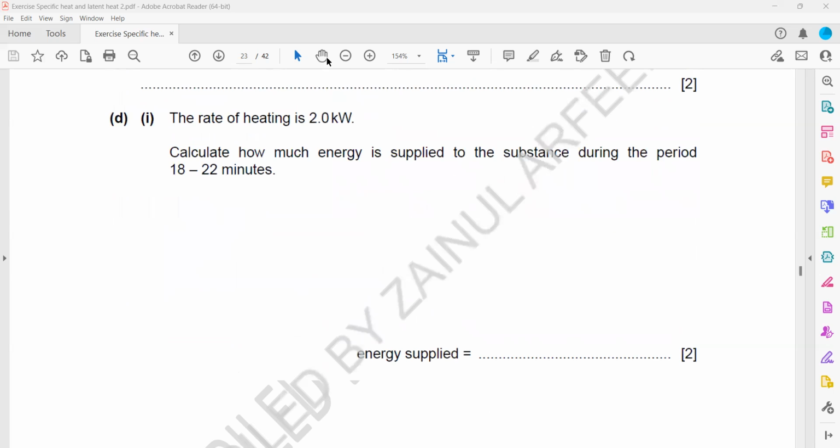Then how much energy is supplied? We have the power and we have the time. So energy is power into time. Power is given in kilowatts, which means it will be 2000. And the time is in minutes, which is 4 minutes. You have to convert it into seconds, so you will multiply by 60. So you will get how much energy is supplied.